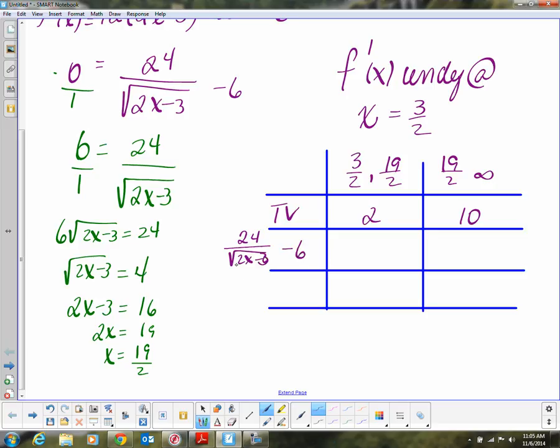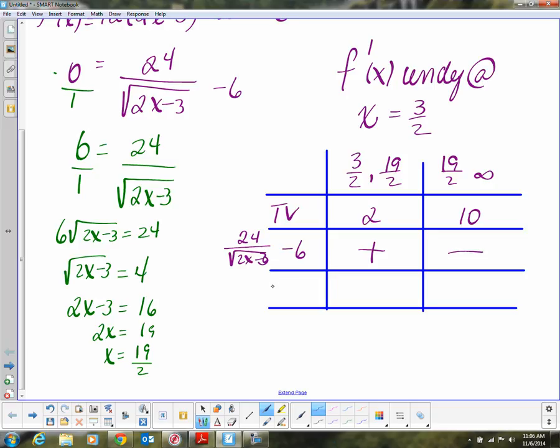All right, so now my derivative is 24 over the square root of 2x minus 3, minus 6. So if I put 2 in, what's 2 times 2? What's 4 minus 3? So what's 24 minus 6? Okay, if I put 10 in, what's 20 minus 3? 17. Square root of 17 is 4 point something. So 24 divided by 4 is 6. 24 divided by something bigger than 4 is going to be less than 6, so this will be negative.